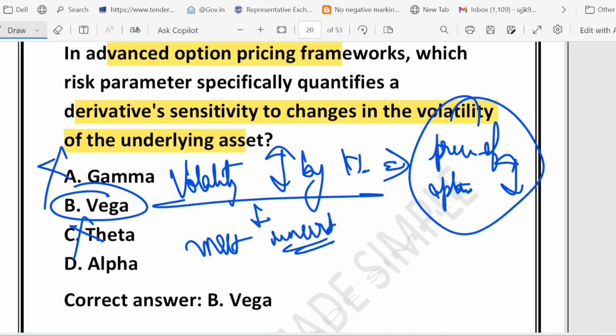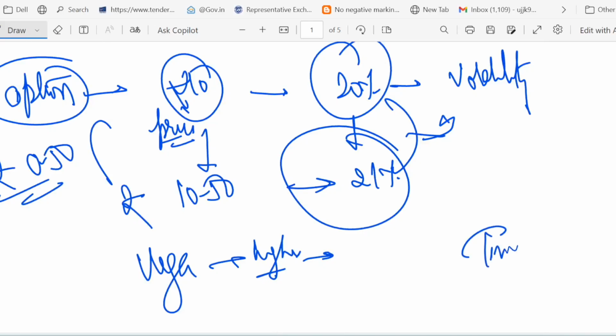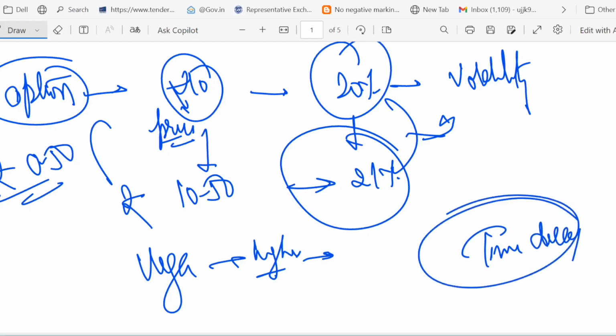Theta is also called time decay. Theta tells us how much an option price will drop as time passes, even if nothing else changes. How much the value of the option price will drop is called time decay. You might have heard the word time decay. This time decay is what is indicated by theta. For example, suppose the option is near expiry, its time value melts away. So that is theta in action.